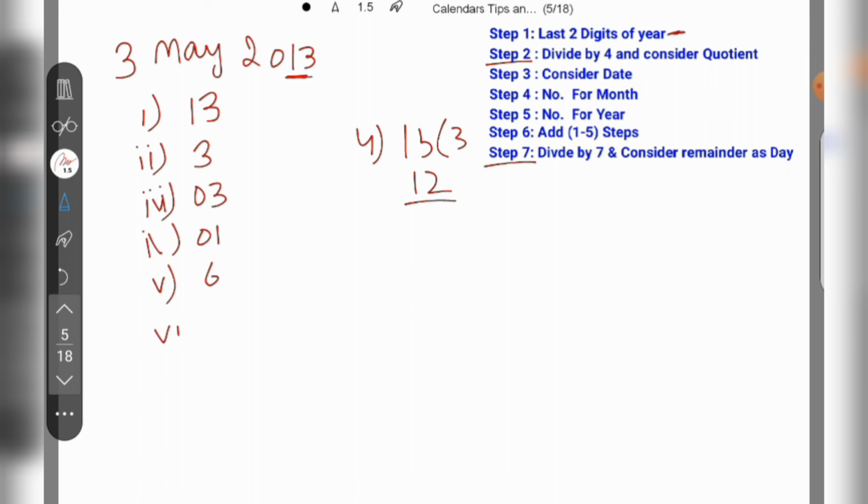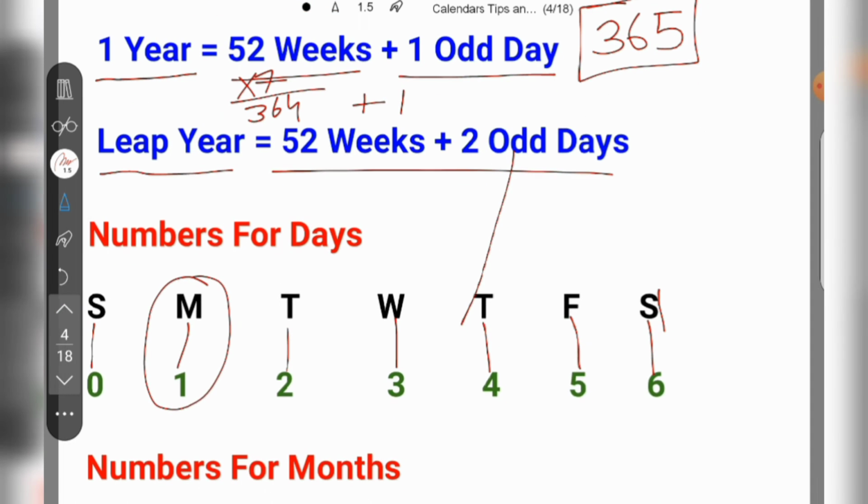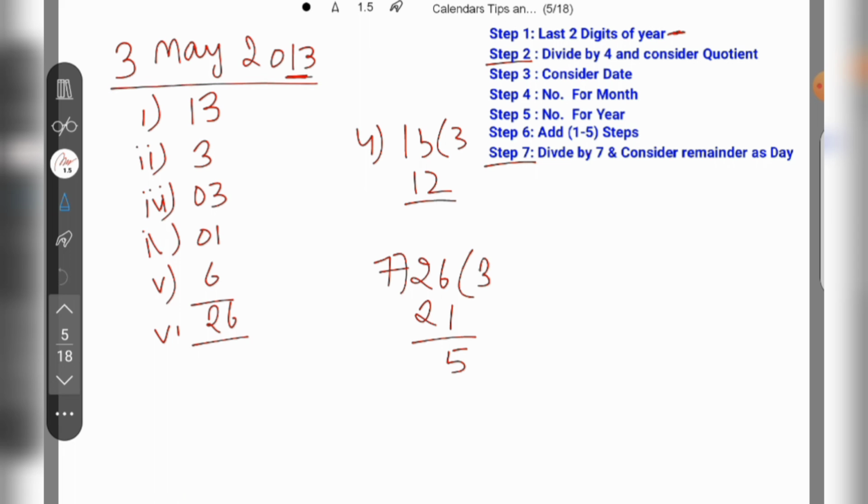So the sixth step, we need to add all the values, right? 13 plus 3 is 16, 16 plus 3 is 19, 20, 26. We got 26 as the value. And if we divide 26 by 7, we get around 3, that is 21, and the remainder is 5. Whatever day is represented by 5, that will be the answer here. The 5 is represented by Friday. So 3rd May 2013 is Friday. You can simply cross check with your calendar also, it will be Friday.